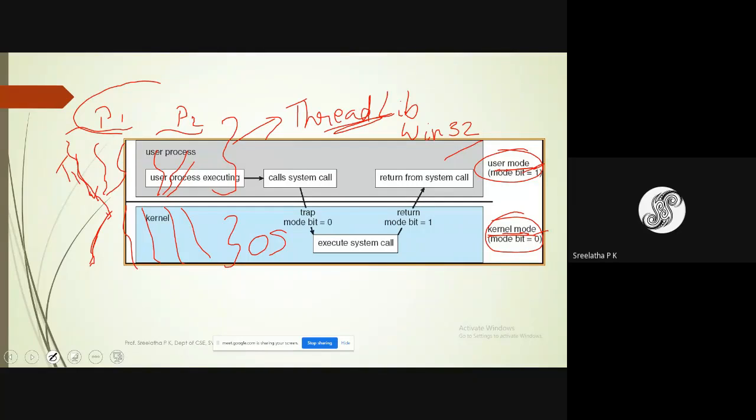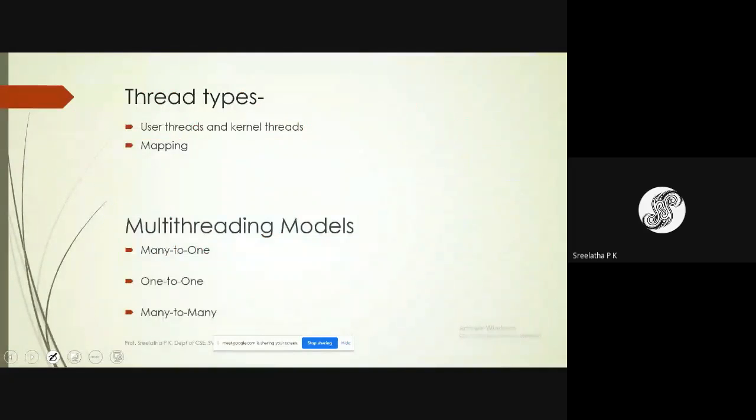So the user thread should get connected with the operating system thread. Again, it's a program. A program is nothing but a number of threads. If it is a multi-threaded program, a number of threads make that particular program. If it is a single threaded program, a single thread makes that program. Fine. So there are different threading models, different ways in which the connection can take place: many to one model, one to one, and many to many.